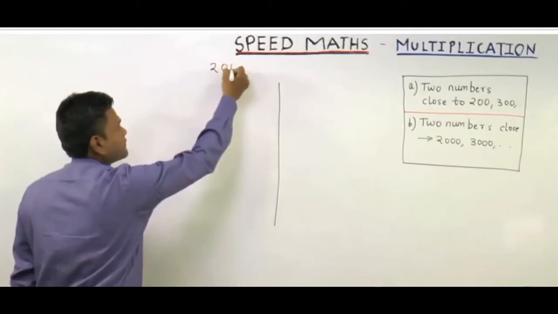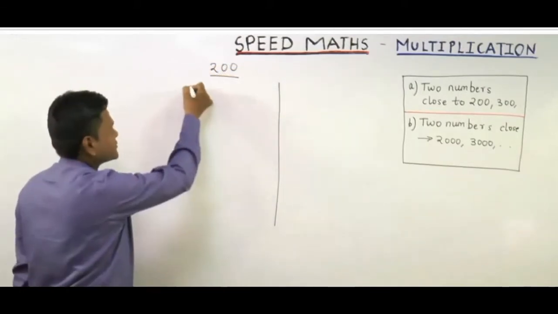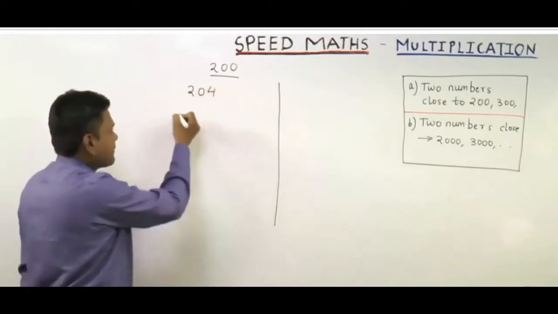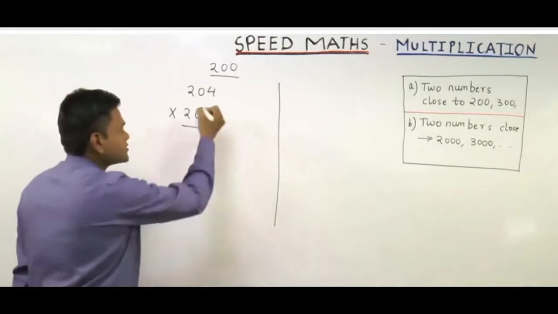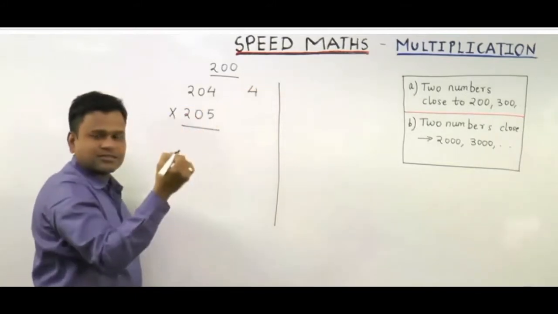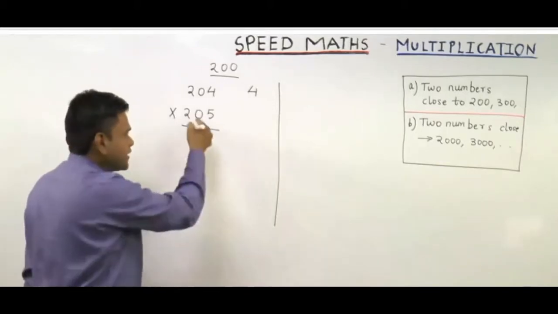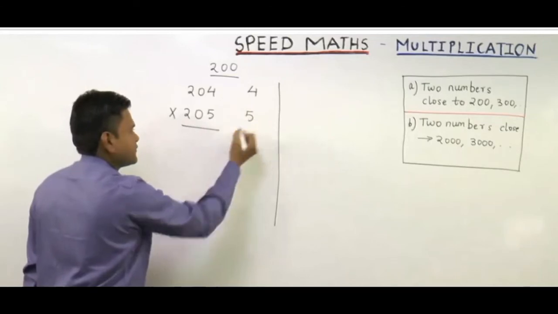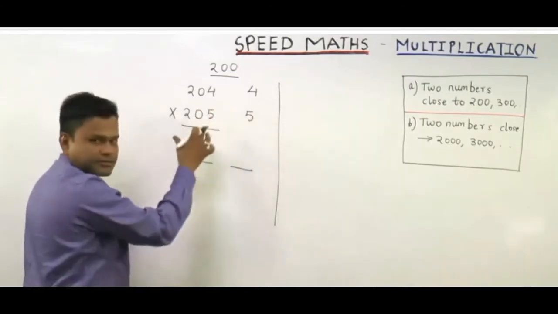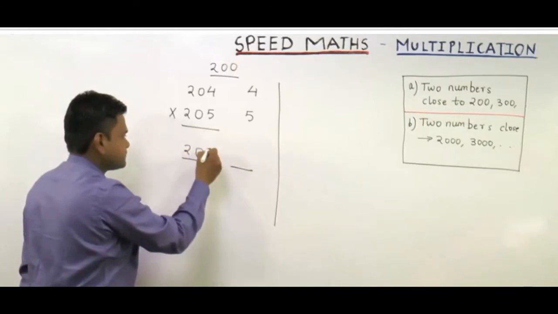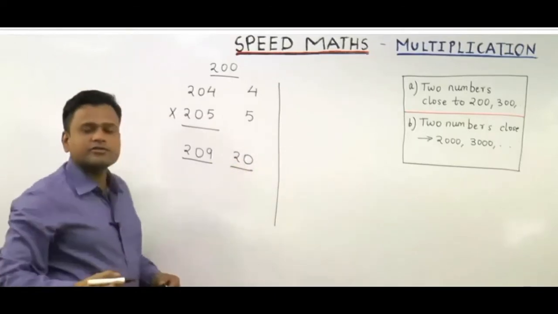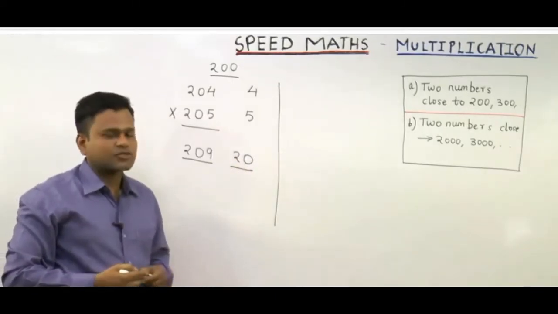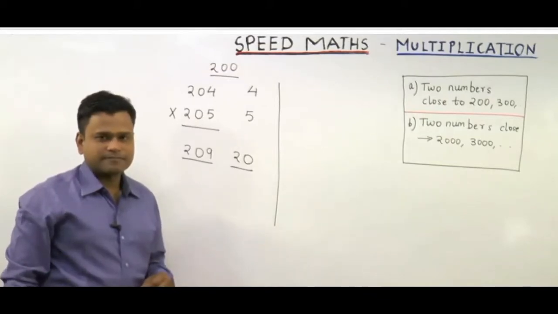Numbers close to 200. Say my number is 204. I am multiplying this number with 205. This number is more than 200 by 4. That's what we discussed when the numbers are close to 100. Here this is more than 200 by 5. Same thing. Add that. We get 209. Multiply this. You get 20. So far, this was the approach which we had taken up when the numbers to be multiplied were close to 100. Now, there is one extra step.